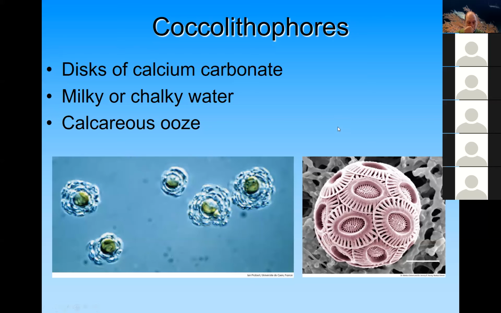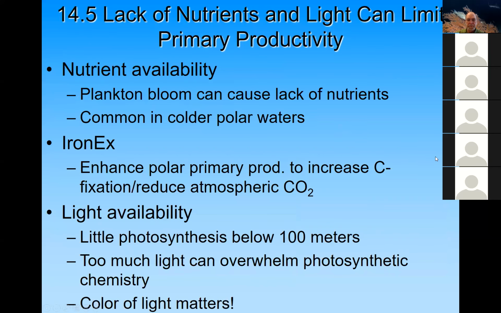So let's talk a little bit more about the factors that control the production and availability of phytoplankton. The lack of nutrients and light are the limiting factors for primary production. As I said earlier, the availability of carbon dioxide or carbon is very rarely a limit in the ocean due to the high solubility of carbon dioxide within the ocean waters.